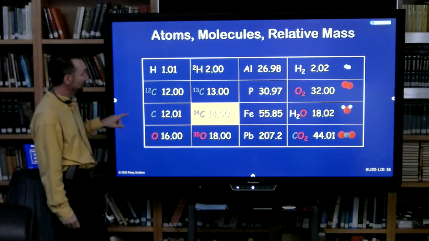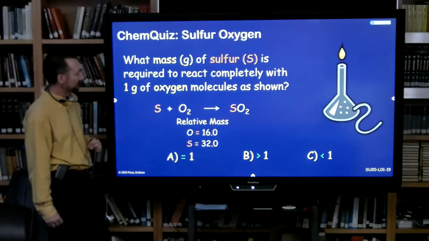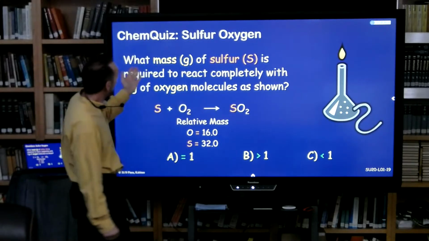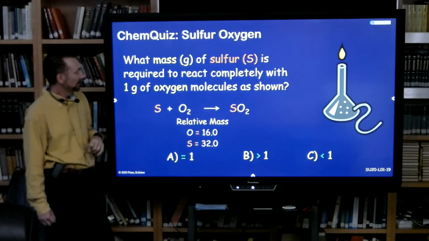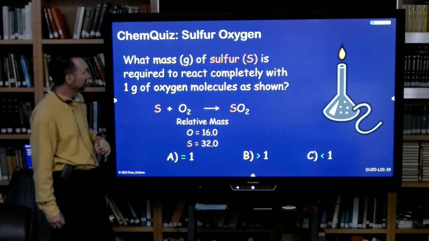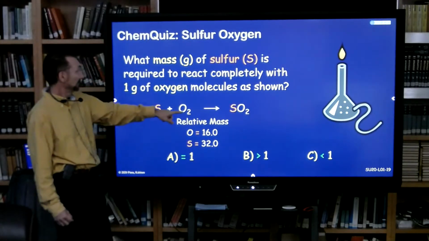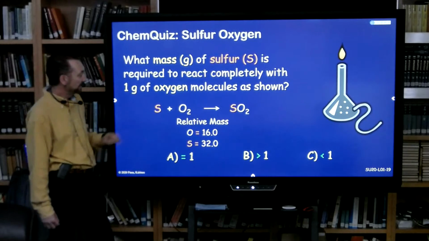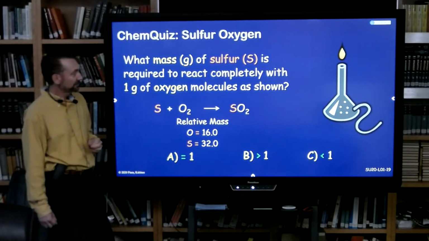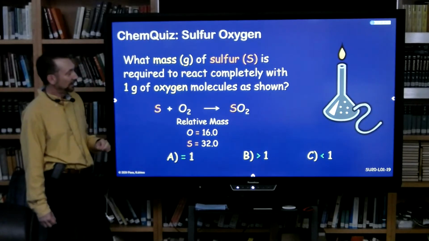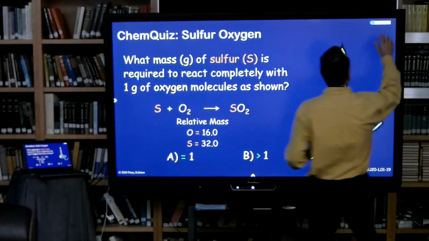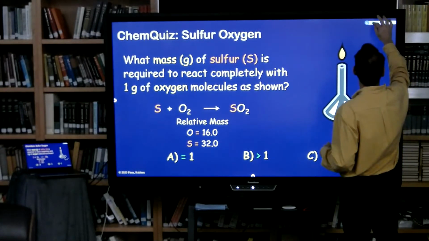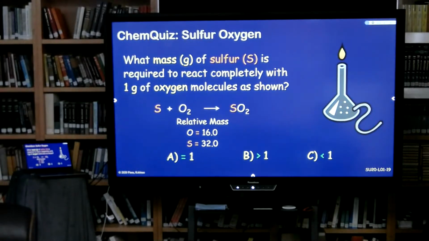And I think we're just going to do one right now as a chem quiz. So here is a chem quiz. What mass of sulfur, so solid natural elemental sulfur, is required to react completely with a gram of oxygen molecules? And I put the relative masses here again so you can see them, the atoms of these particles. So take a minute, talk among yourselves, and I will start a chem quiz.